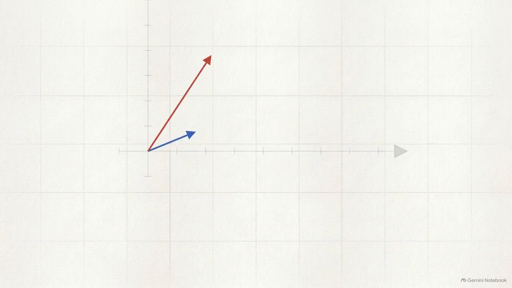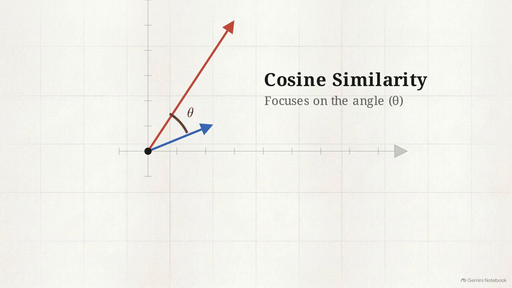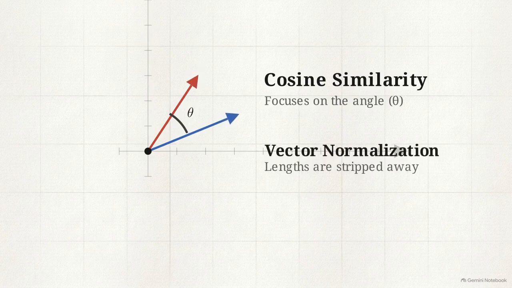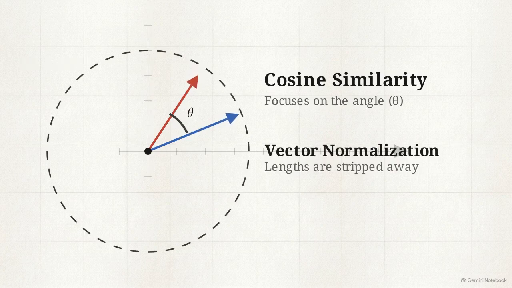This updated diagram shifts our perspective. Instead of measuring the gap between the endpoints, we look back to the origin point where both vectors begin. This is cosine similarity. It ignores spatial distance and focuses on the angle between the two vectors. Through vector normalization, the math strips away the length of both lines. The vectors snap to a uniform size, ensuring only their direction remains.